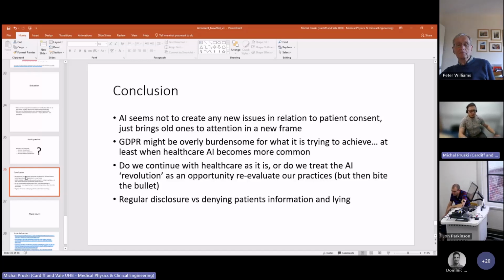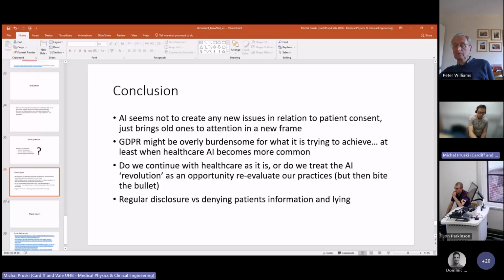I didn't want to focus too much on GDPR, but it seems that it might be overly burdensome or at least impractical to apply, especially when AI's use in healthcare becomes a bit more common. But perhaps this digital revolution, or however it's called, is just an opportunity to reevaluate how we do healthcare, so to say. You know, should it be a prompt to reevaluate our practices?